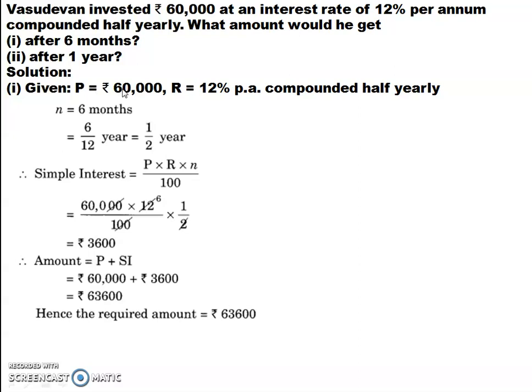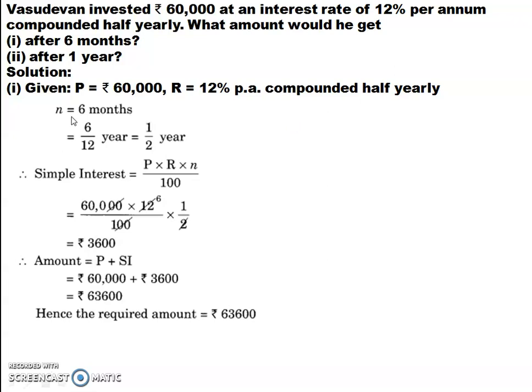P equal to 60,000. What is P? Principal. Rate of interest is 12% per annum. Okay, here you are using the formula for simple interest. Can you tell me why? Because compound interest starts only after 1 year, isn't it?